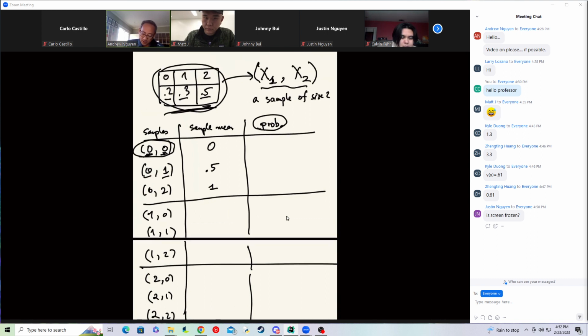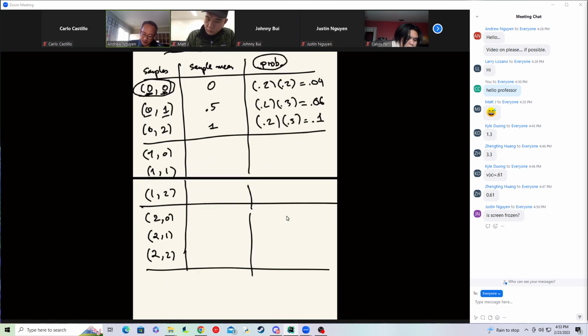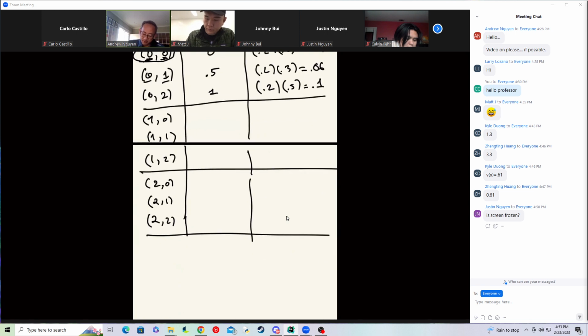Well, if I put my hands in there, what's the chance that I'm getting number 0? That's 0.2. And then I put my hands in there, I get a 0 again. So that's 0.2 again. So I get 0.04. Is that okay, guys? 0 and 1, so that's 0.2 and 0.3. So that's 0.06. 0 and 2, 0.2 and 0.5, that's 0.1. Okay, go on. Complete the table for me, please.